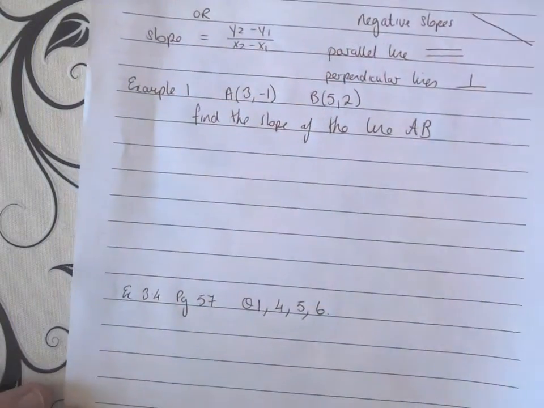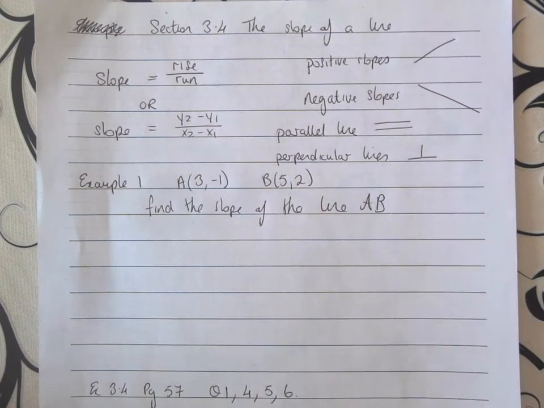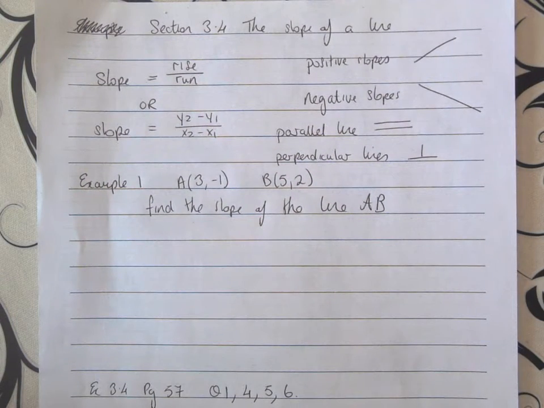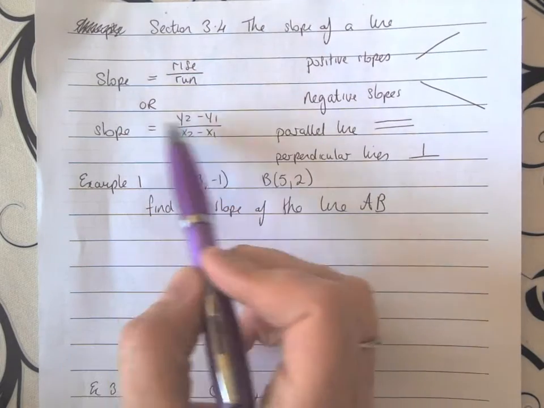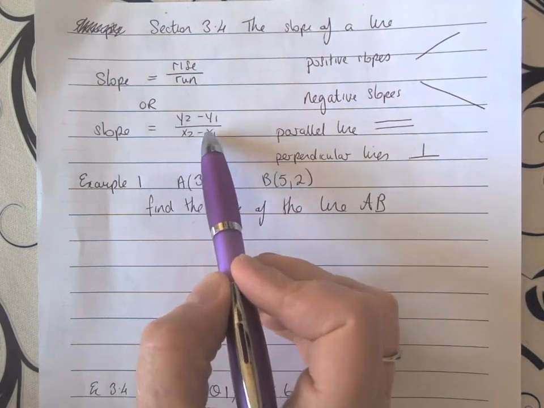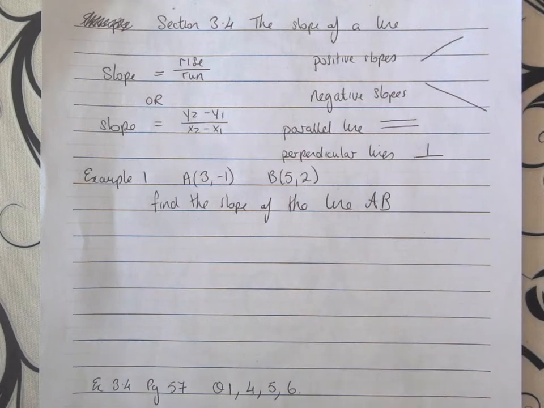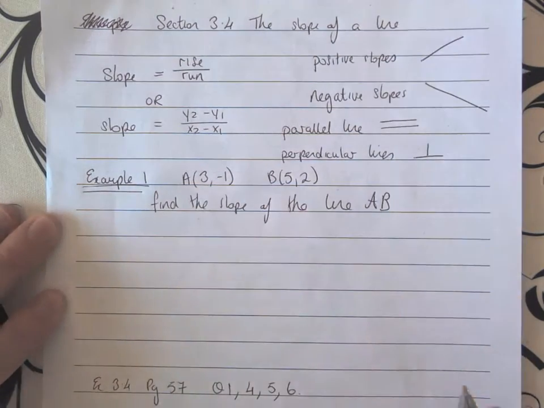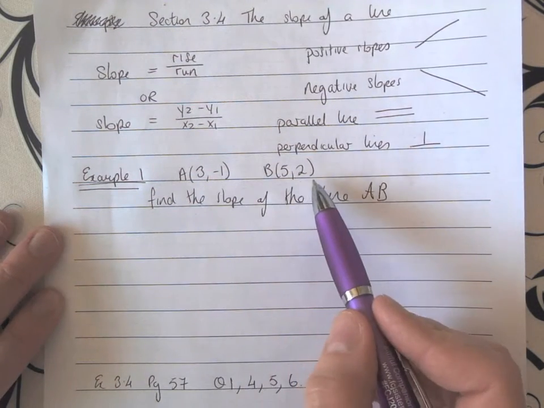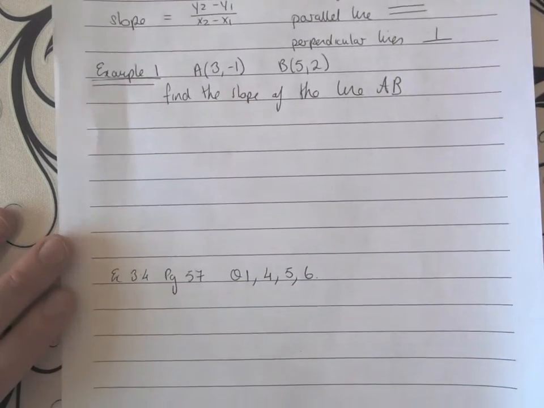So we're just going to look at an example now. Section 3.4, slope of a line. Slope is equal to rise over run, or slope is equal to (y2 minus y1) over (x2 minus x1). We've talked about positive and negative slopes, and parallel lines. So our first example: A is (3, -1), B is (5, 2). Find the slope of the line AB.